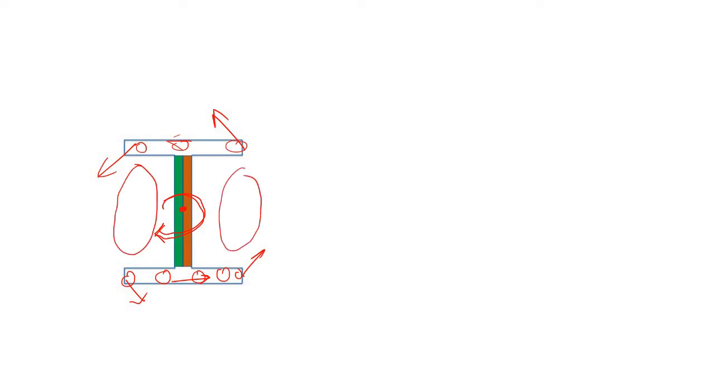Now if, with respect to this CG, I apply some torsion like this, there is no problem in this zone, this zone, this zone. Of course there is sufficient material to carry the stresses. But what about in this zone? What about in this zone? There is no such material to carry the stresses due to torsion.